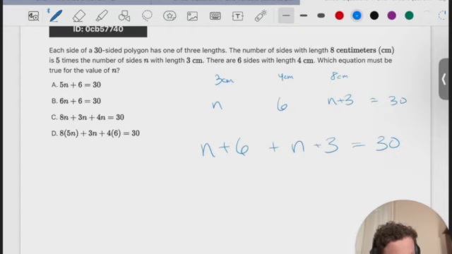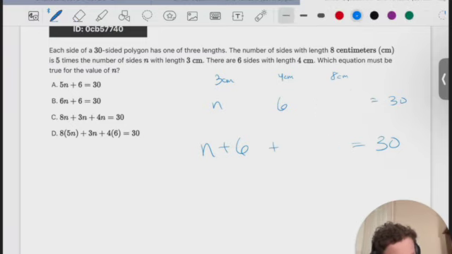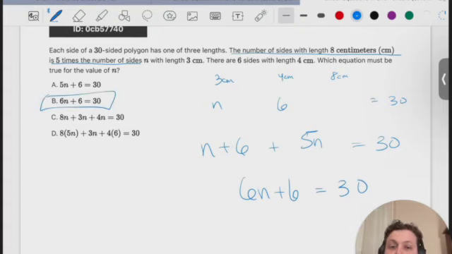Oh, that was dumb. Pause. One was a mistake. The number of sides with 8 centimeters is 5 times n. All right, cool. So 6n plus 6 equals 30. We're going to go with the answer B. Had to double check, reread that.